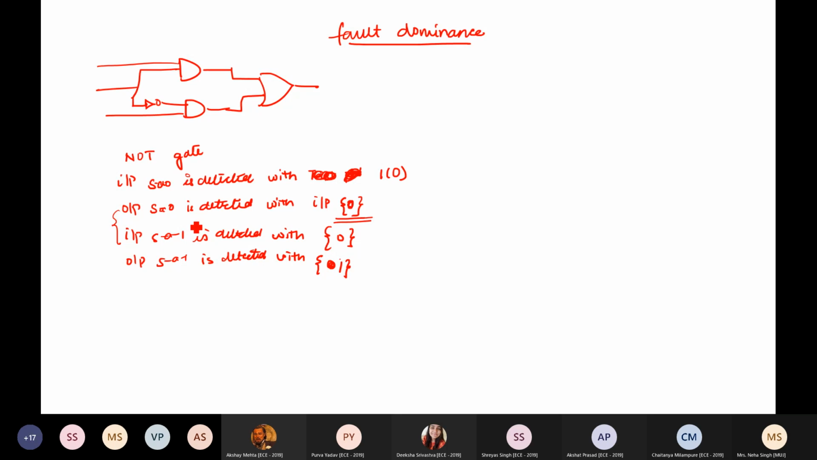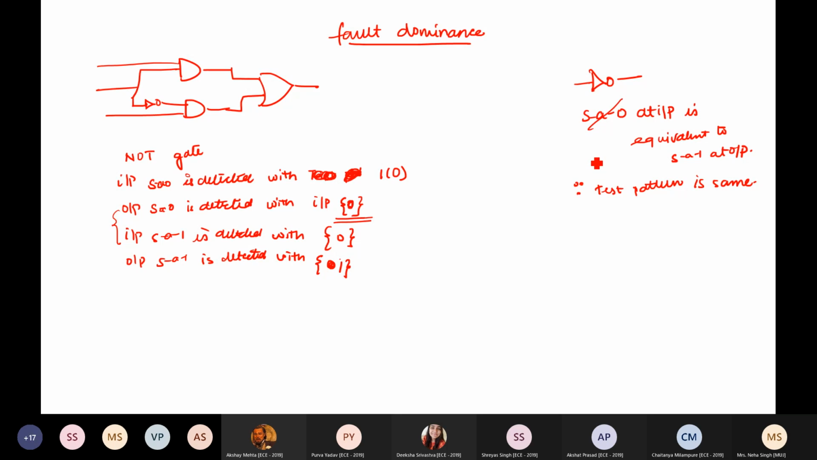But before dominance, we will check equivalence. In equivalence, we simply remove the fault at the input. For equivalence, stuck at 0 at input is equivalent to stuck at 1 at output of a NOT gate. Since the test pattern is the same for both the faults, therefore we drop the stuck at 0 at input.